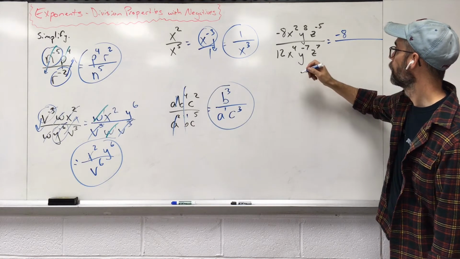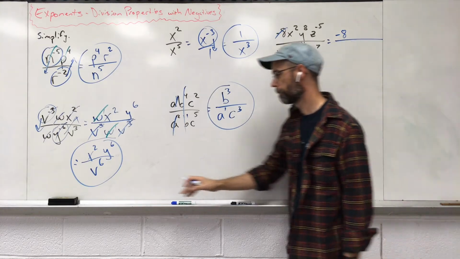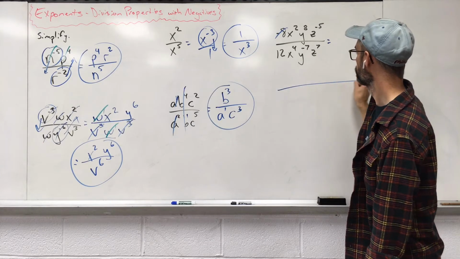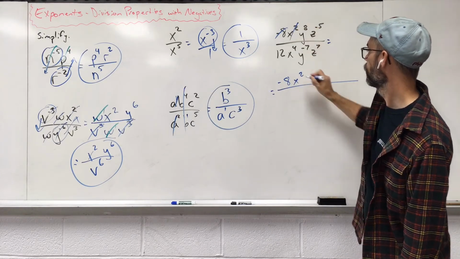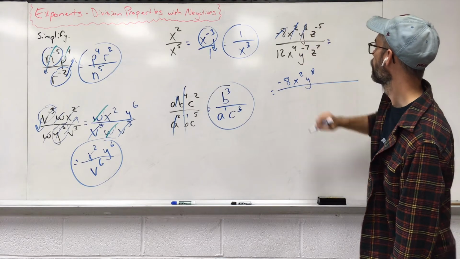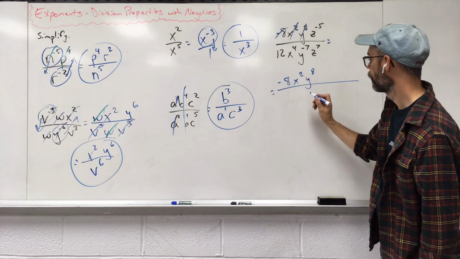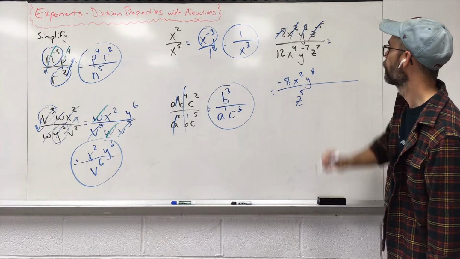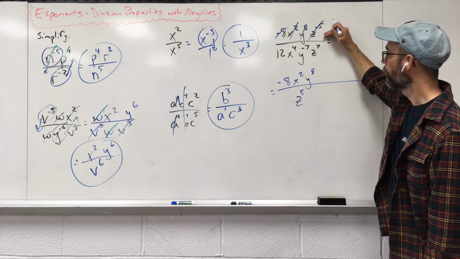Negative 8 x squared. Let me do it on the bottom. Negative 8 x squared y to the 8th z to the negative power. I want to move that down. So I'm just going to drop it down there. All right, so we moved everything that needed to get moved up top.